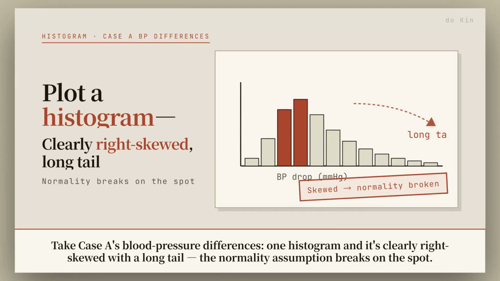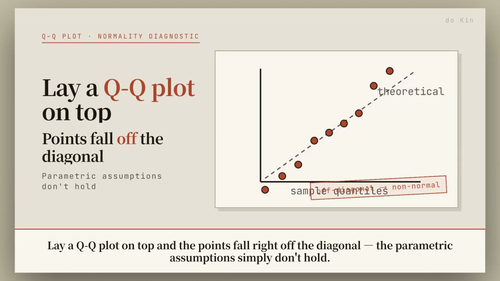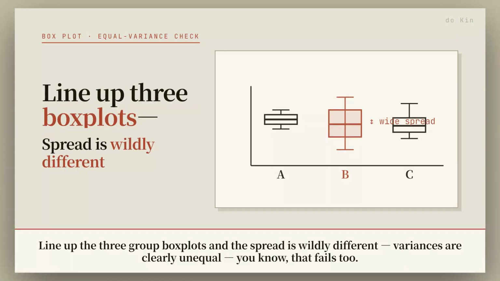Take case A's blood pressure differences. One histogram, and it's clearly right-skewed with a long tail. The normality assumption breaks on the spot. Lay a QQ plot on top, and the points fall right off the diagonal. The parametric assumptions simply don't hold. Line up the 3 group box plots, and the spread is wildly different. Variances are clearly unequal. That fails too.